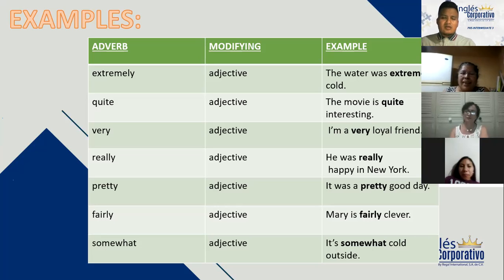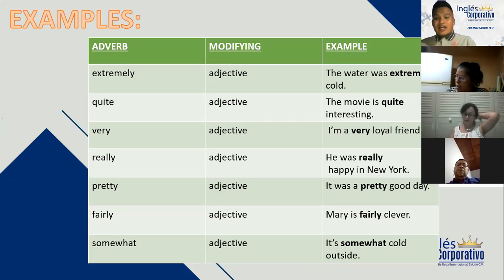Yes, we know. This word really can mean muy as well, or it can literally mean realmente. So we can say, he was really happy in New York, and we can translate it as, él estaba realmente feliz en Nueva York, or we can translate it as, él estaba muy feliz en Nueva York. Both of them are correct because the meaning of really can be realmente or muy. Okay?